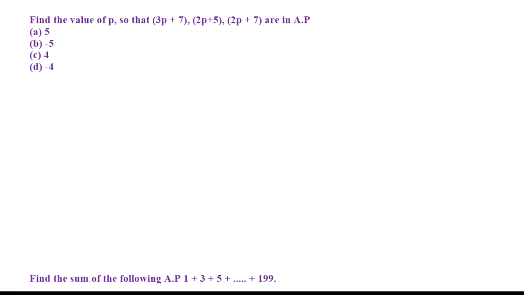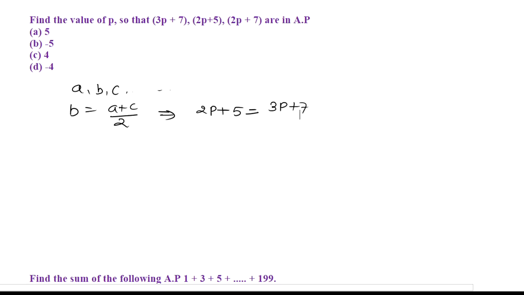Next question says, find the value of p so that the given terms are in AP. Again the same thing. So for the middle term, please remember, if I have the terms a, b and c which are given in AP, then b is nothing but a plus c upon 2. This is a trick you can apply. So what is b? b is 2p plus 5. That is the middle term, which is equal to a plus c, that is 3p plus 7 plus 2p plus 7 divided by 2.